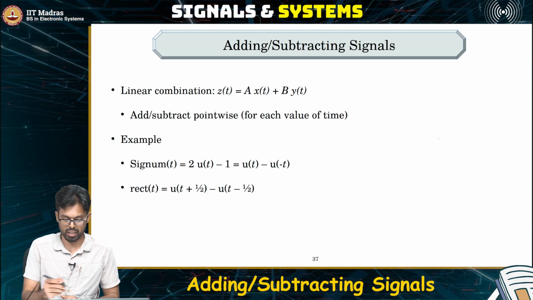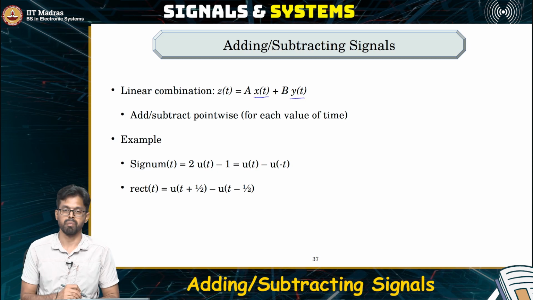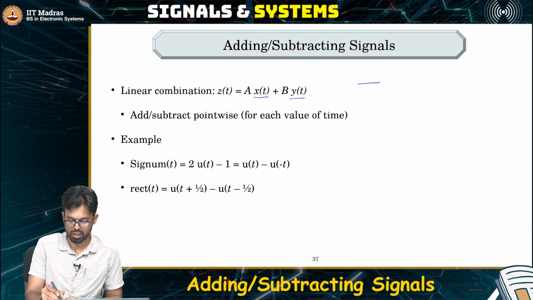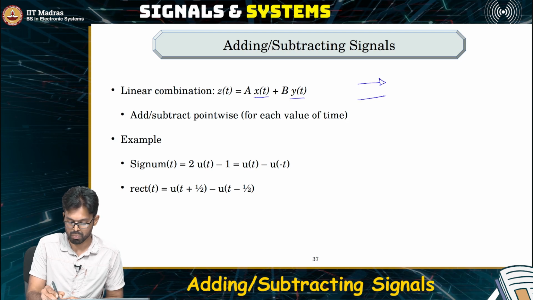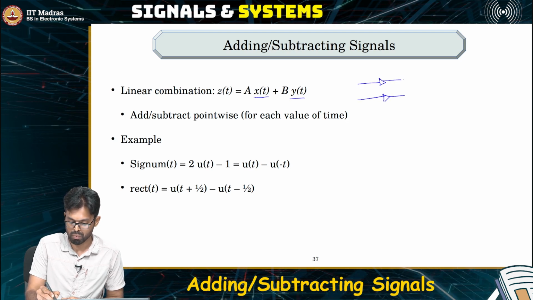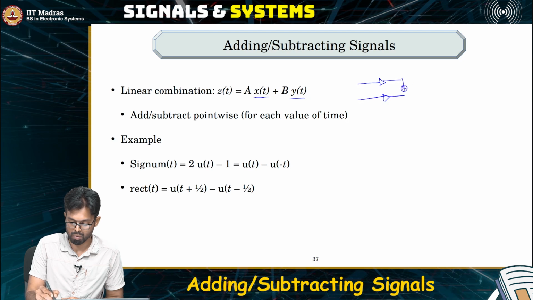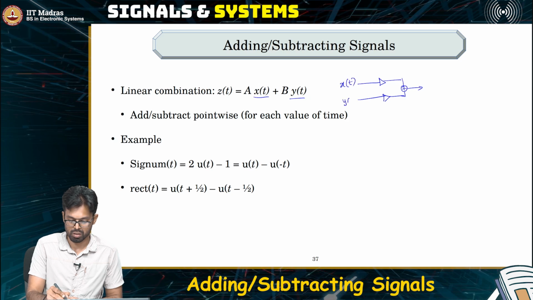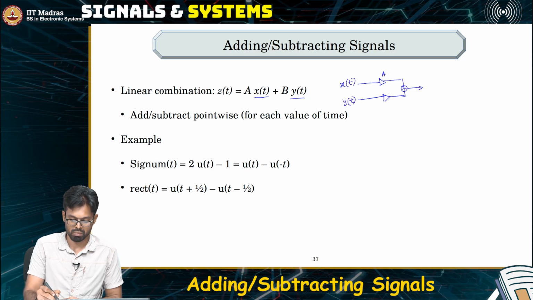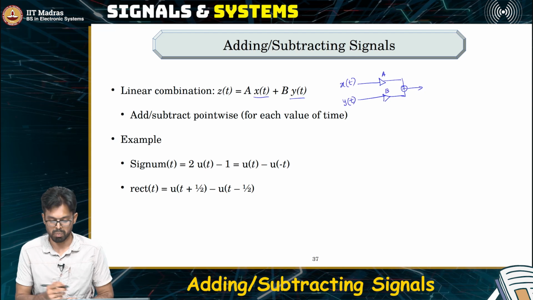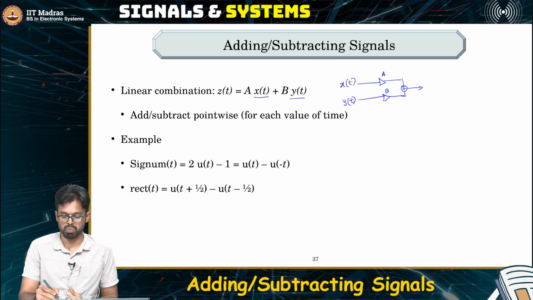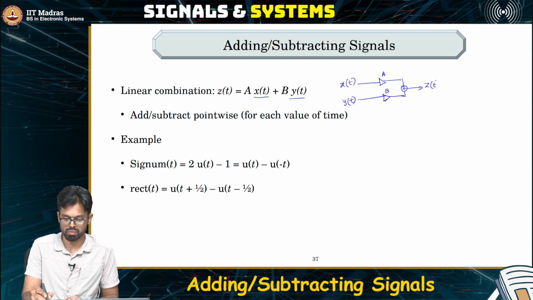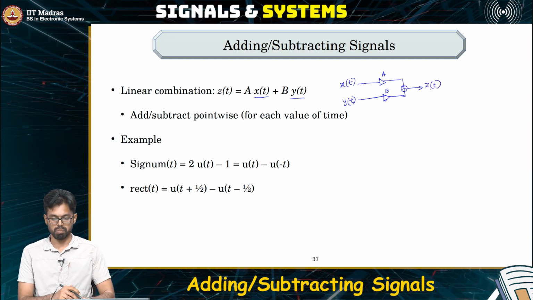Given two signals, let's say I've been given x of t and y of t. This is as good as saying that I have a circuit of this form. This is x of t, this is y of t, there is some gain and then there is some addition. So you have a circuit of this form, and I'm getting an output here. So how do I model this?